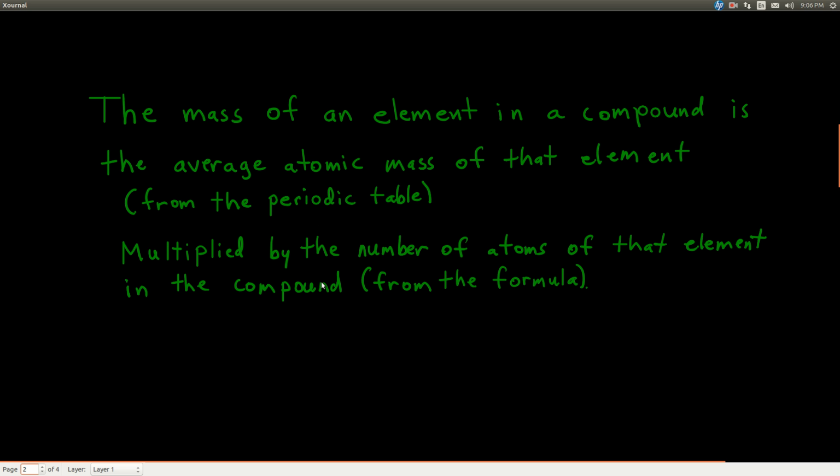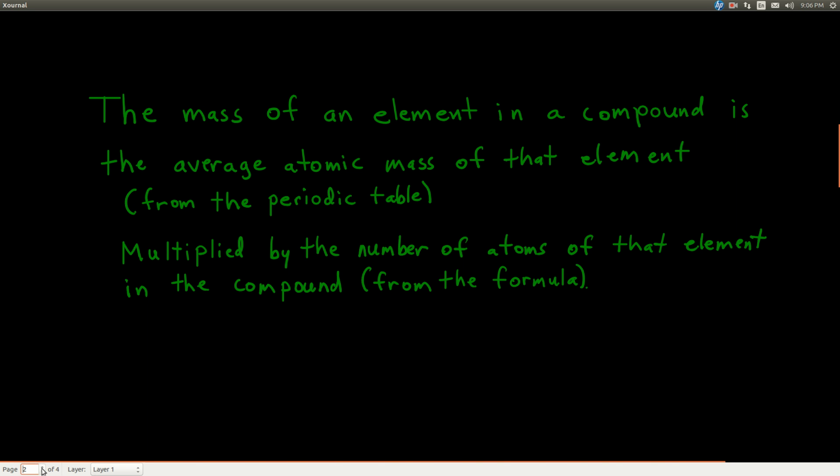So to get the mass of an element in a compound, remember, we already know the formula. If you don't know the formula, then it's a slightly different story. But let's say we know the formula. The mass of an element in a compound is just the average atomic mass of that element, which we know by looking at the periodic table, multiplied by how many atoms of that element there are in the compound. We get that from the formula. And if we know the mass of all the elements that are in the compound, to get the total mass of the compound, we just add them all up.